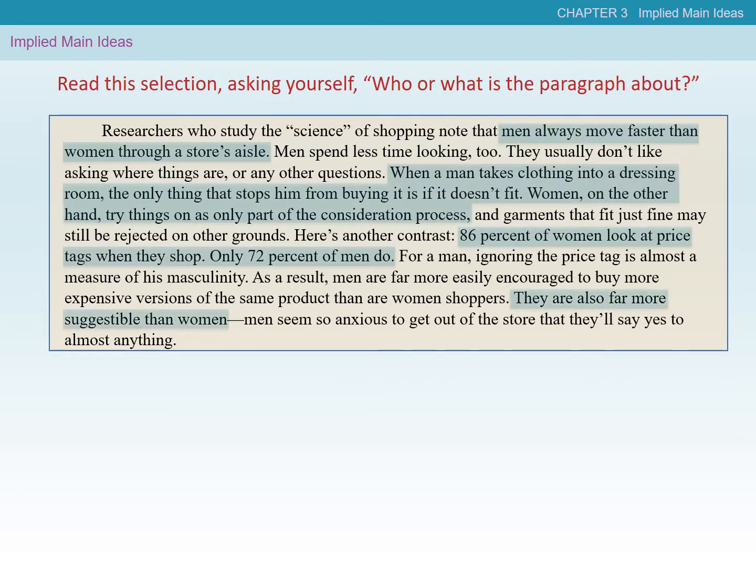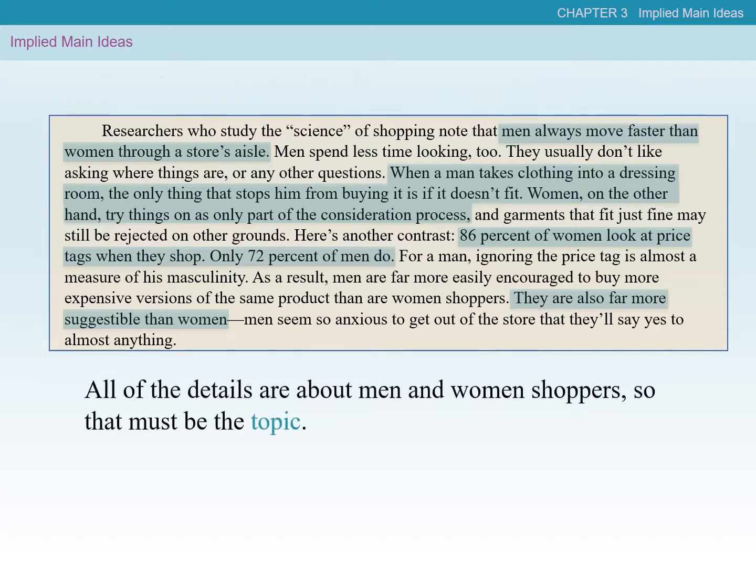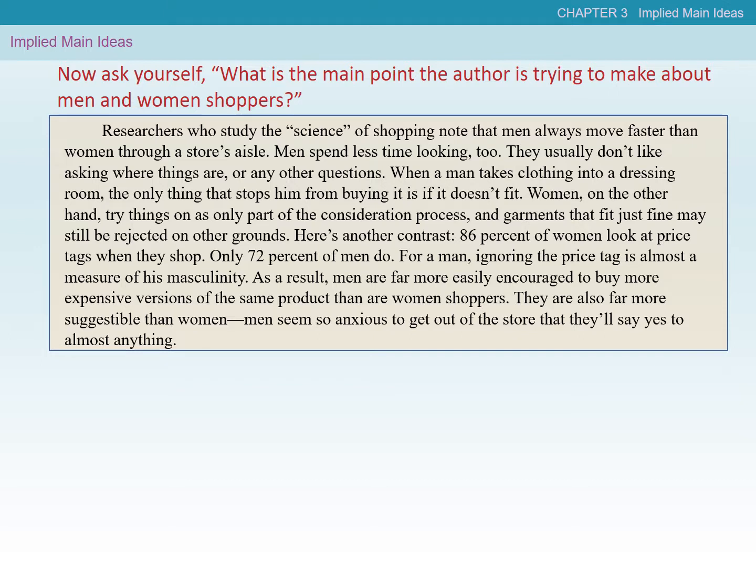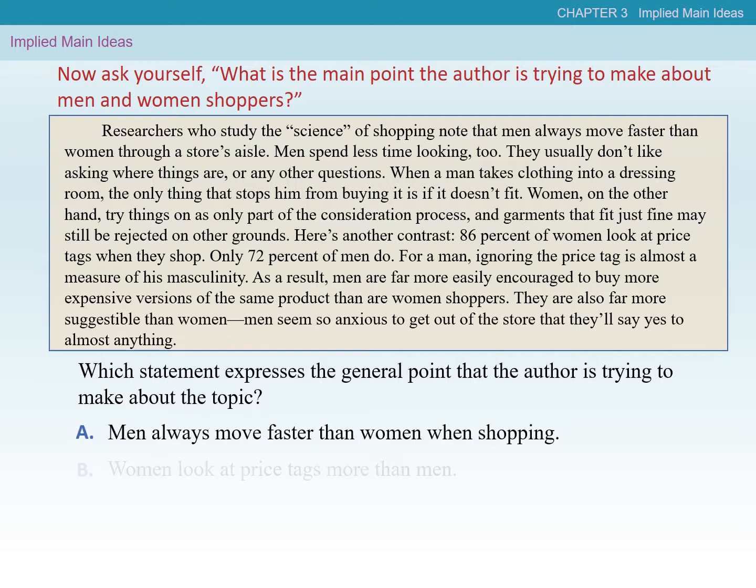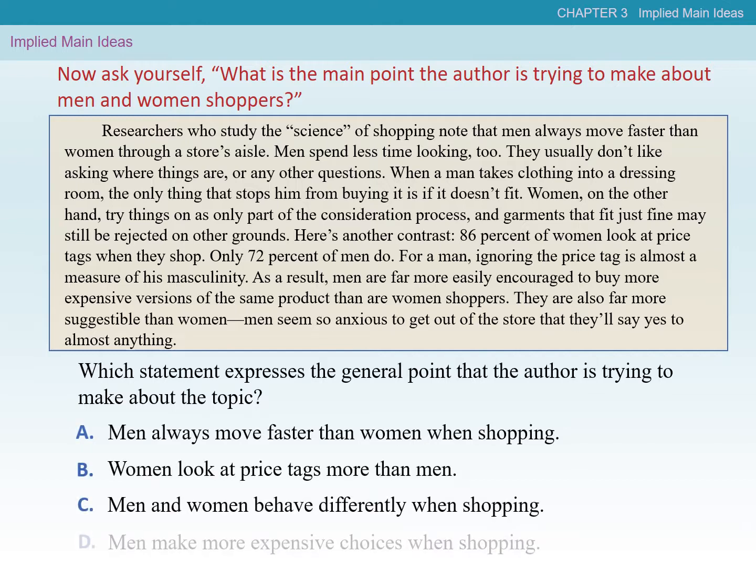So we see some details that are being highlighted. These details are about men and women as shoppers, so that must be the topic. So what is the main point that the author is trying to make about men and women shoppers? We definitely saw some transition words that might help us figure that out. So let's see of these statements, which one expresses the general point most accurately.